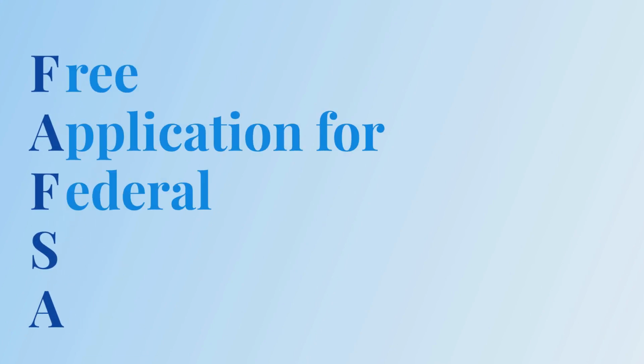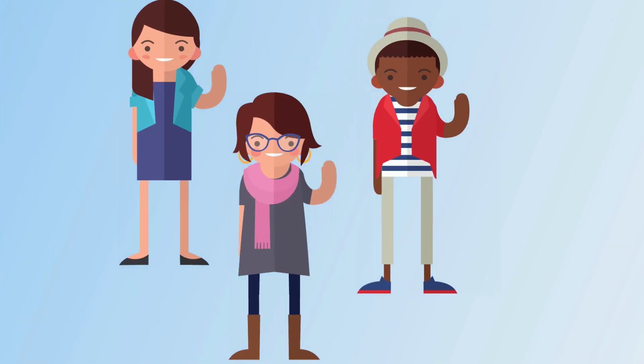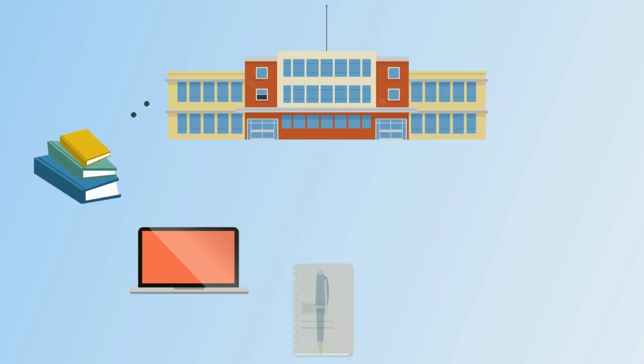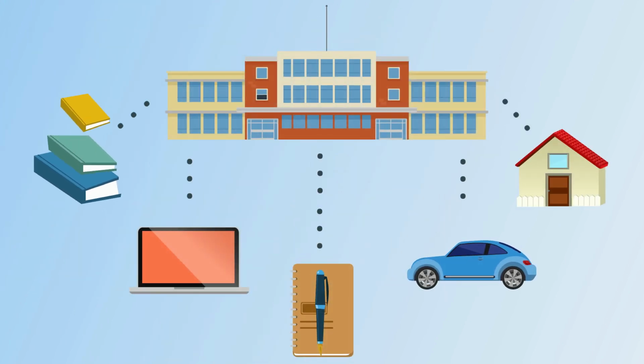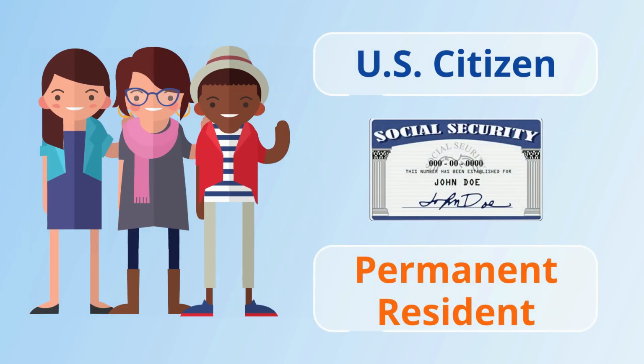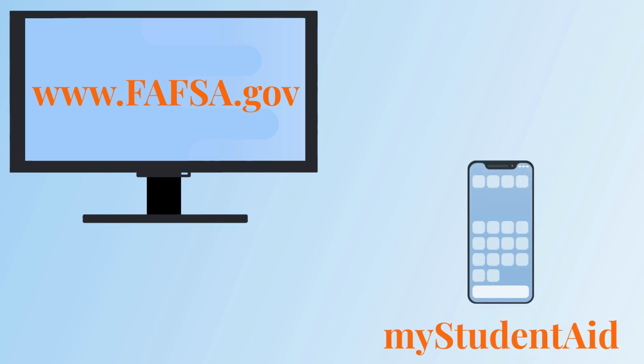Now, let's discuss what is a FAFSA. The FAFSA stands for Free Application for Federal Student Aid, and it's an application that future and current college students use to apply for financial assistance to help pay for college and college-related expenses. The FAFSA can only be completed by U.S. citizens or permanent residents that have a valid Social Security number. The FAFSA can be completed online at www.fafsa.gov, or you can download the My Student Aid mobile app.